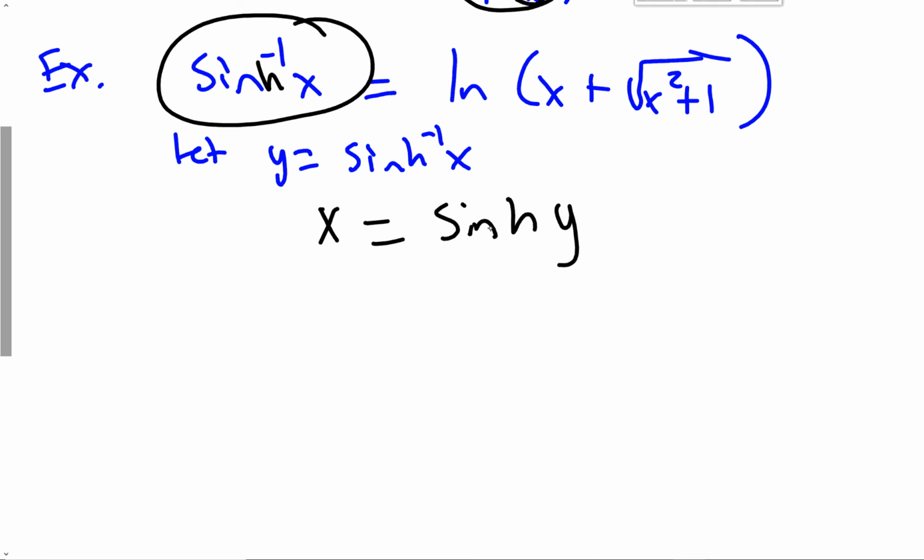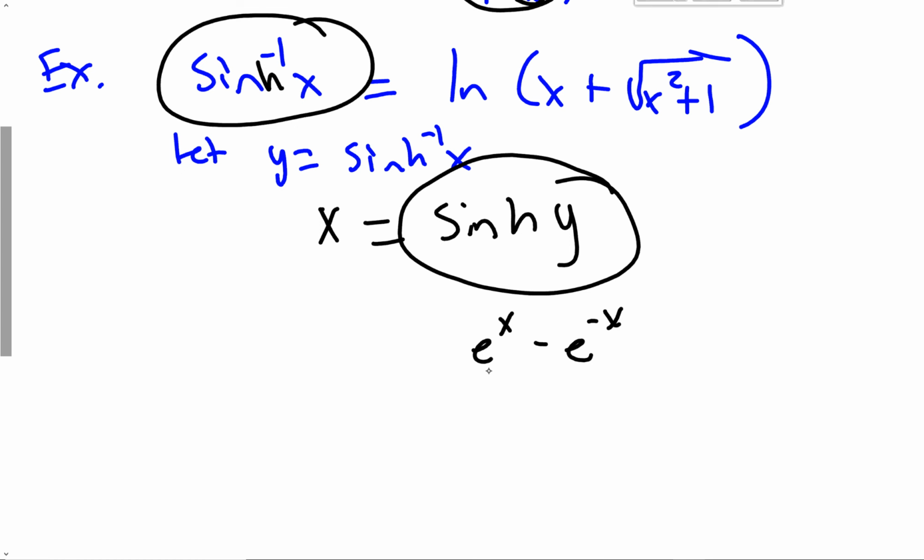Okay, and now we can actually write what this is. I think it's on page 462. Hyperbolic sine is e to the x minus e to the negative x all over 2. That's what hyperbolic sine of an angle actually equals. And it wouldn't be x, it would be y, because I have a y right here. And that equals x.